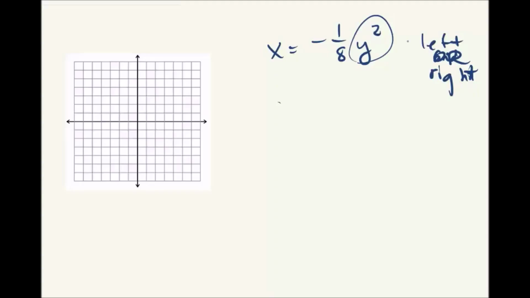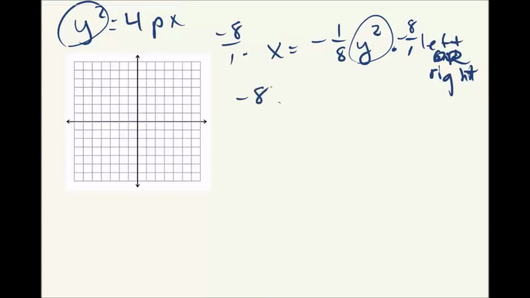Now, the first thing we have to do is get it in standard form. Remember, the standard form is y squared equals 4px. So the problem here is we need to solve for y squared. The only way to do that is to multiply both sides by negative 8 over 1.